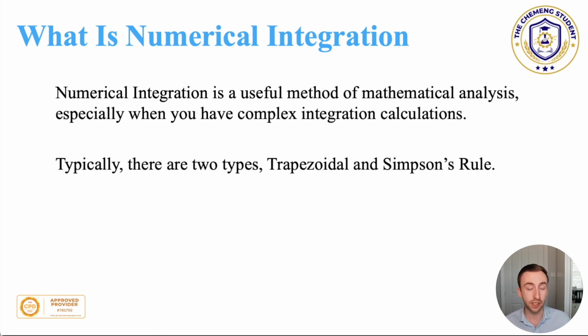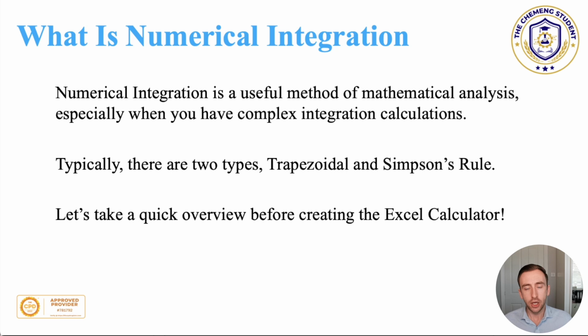And we have two types. We have the trapezoidal rule and we also have the Simpson's rule. Now I'll put a link in the description to a previous video in which we look at the manual solving of numerical integration, but here we're going to see how we can implement this in Microsoft Excel. Now let's just take a quick overview of the two rules before we jump into the Excel sheet.